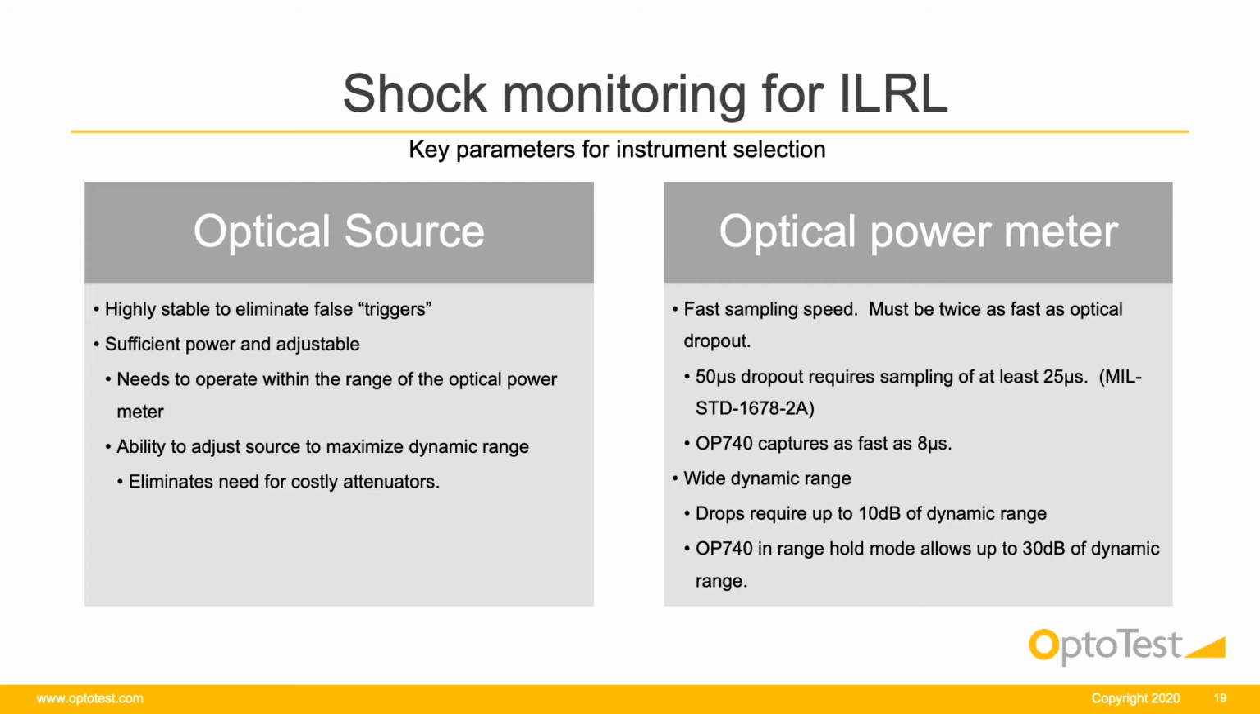The 30 dB of dynamic range that the OP740 has in range hold mode satisfies most of even the strictest requirements. This wide dynamic range allows for the discontinuity to be accurately captured without intermittent ranging hiccups.